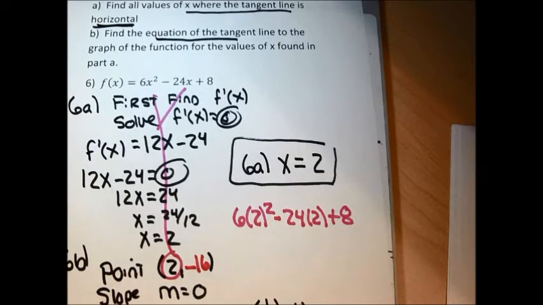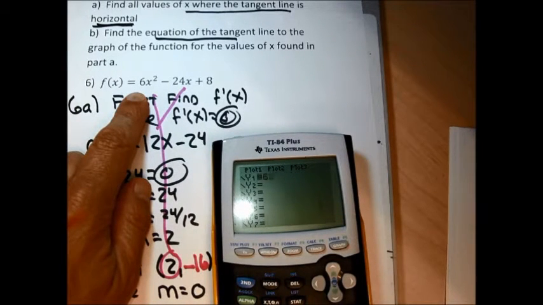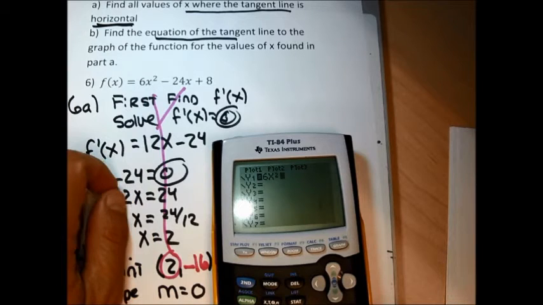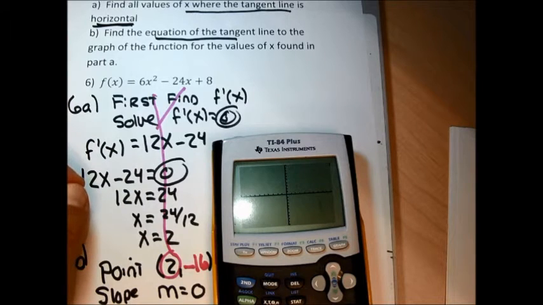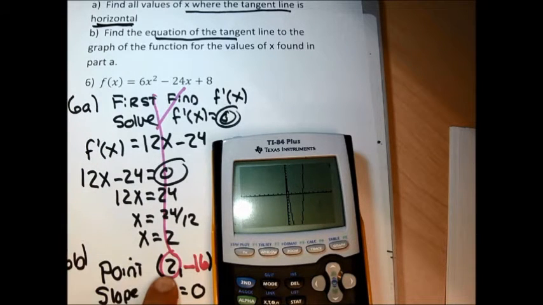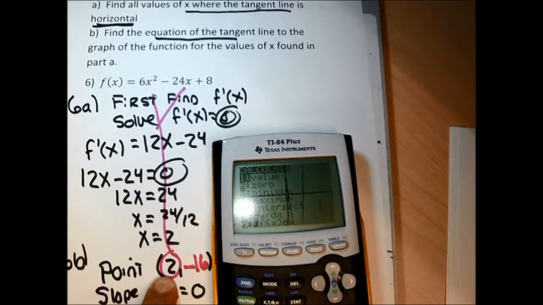The alternate way I could have gotten the negative 16 is to graph the function y equals 6x squared minus 24x plus 8, graph it, and then plug 2 into the original function as opposed to into the derivative. So I'd go second calc, leave my number 1 on value, type the number 2, and it's going to give me negative 16. Using option 1 gives me the y-coordinate of a point.